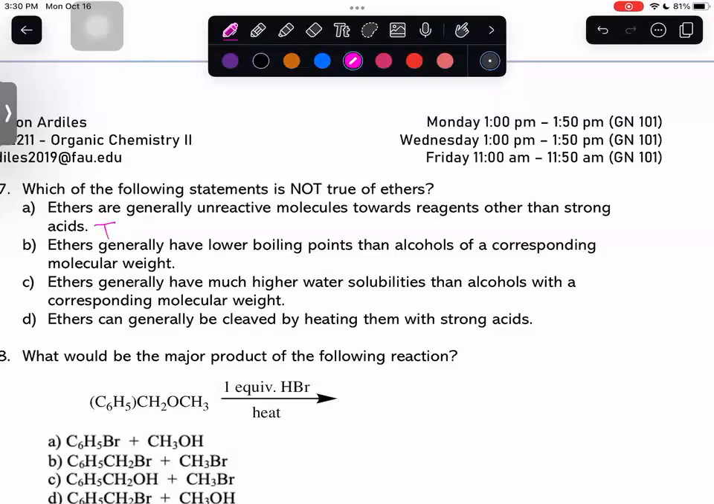What about option B? We're talking about boiling points. It says that ethers have a lower boiling point than alcohols, and it says that they have the same exact molecular weight. Is that true or is that false? What was the ranking for boiling point? Why?